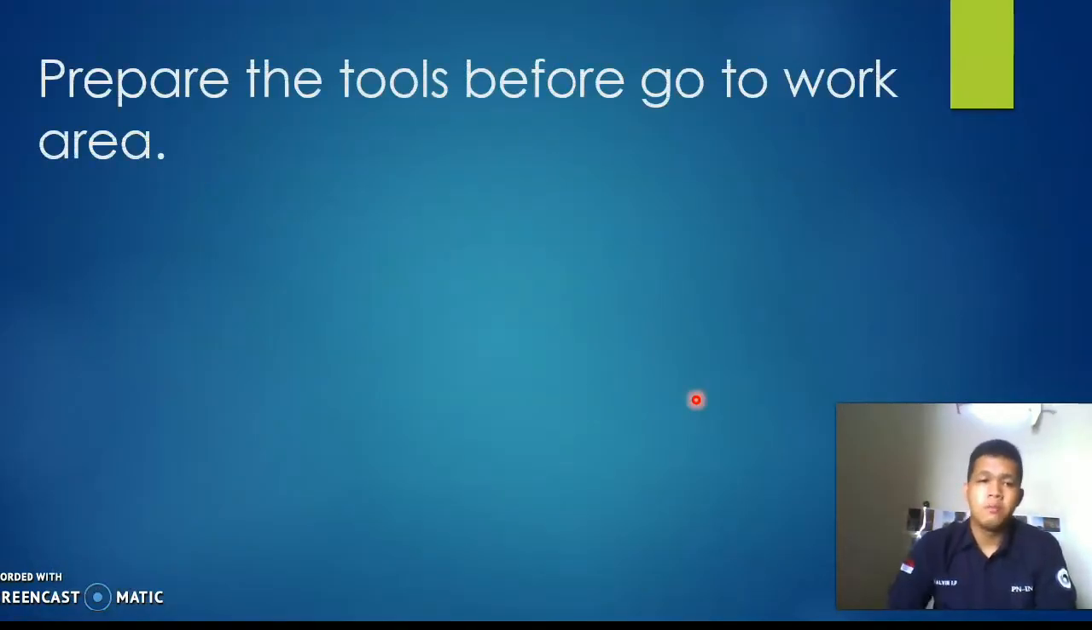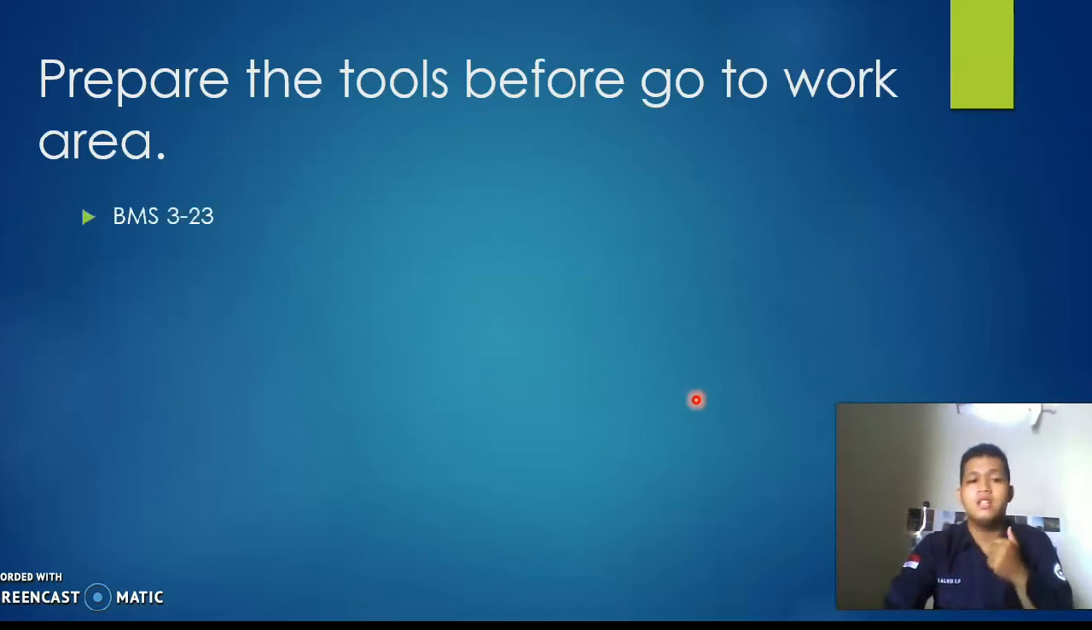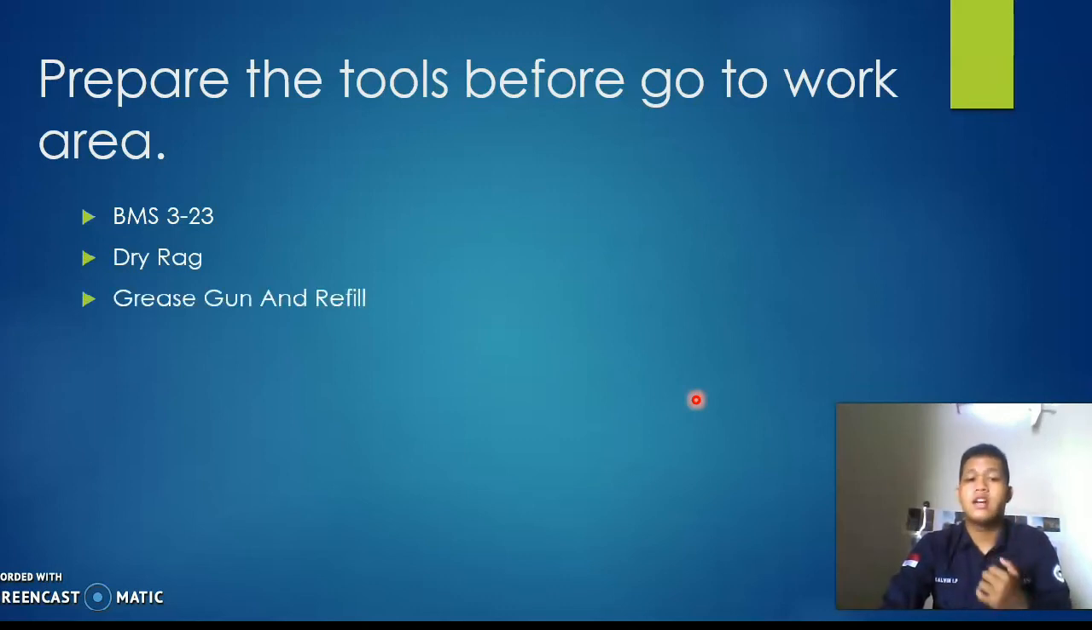Before we go to the work area, the engineer should prepare the tools before doing the work. So what should we prepare? First, BMS 3-23. That's important. This is the first item we use, the important item. Dry rag, grease gun and refill, sandpaper.